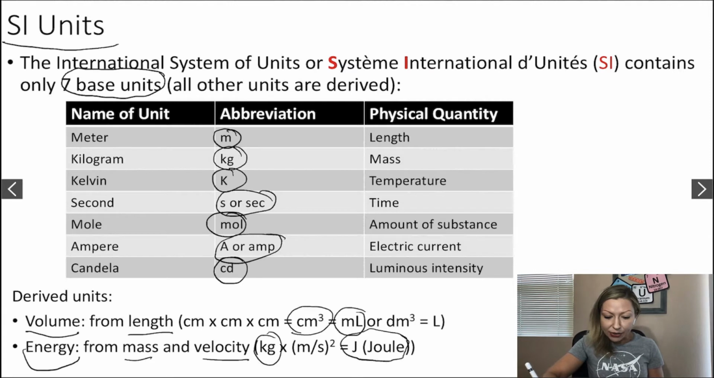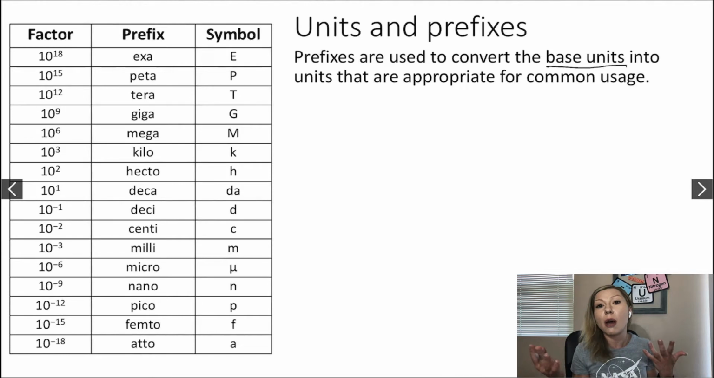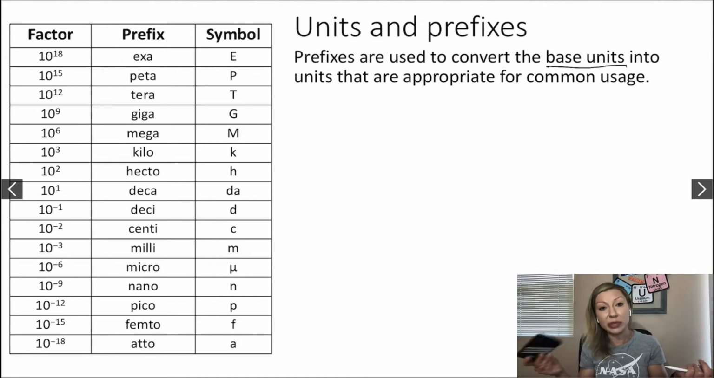All right. So let's dive a little bit deeper into units. Let's talk about prefixes. So prefixes are used to convert a so-called base unit into units that are more appropriate for our common usage. For example, if I want to measure the length of my phone, right? What is the length of my phone? I'm not going to try to measure it in miles, right? That wouldn't make any sense. Similarly, I'm not going to measure it in kilometers. I will probably give the number in centimeters or millimeters.